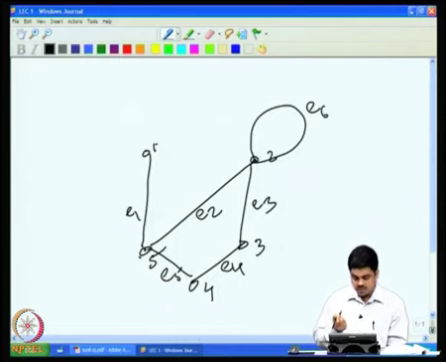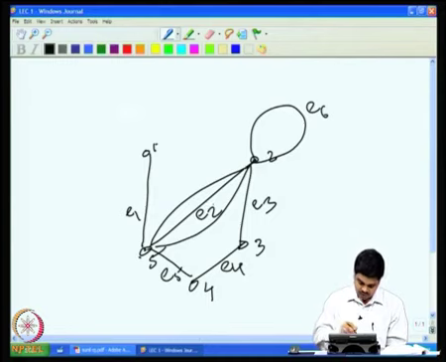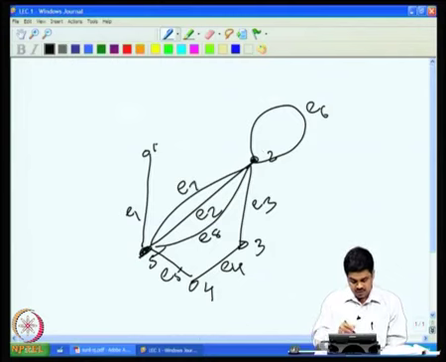Now, it is also possible that there are many edges which are associated with the same pair of vertices. For instance, it is possible to have several edges, say E2, E7, E8, such that the two vertices associated with them are the same, 5 and 2. Then we call these multiple edges between these two vertices.